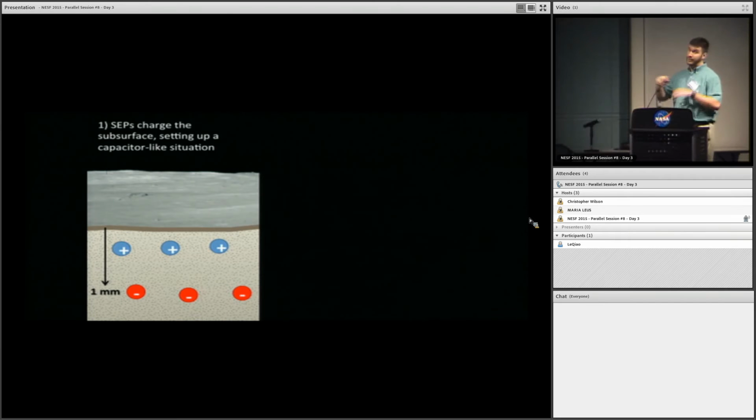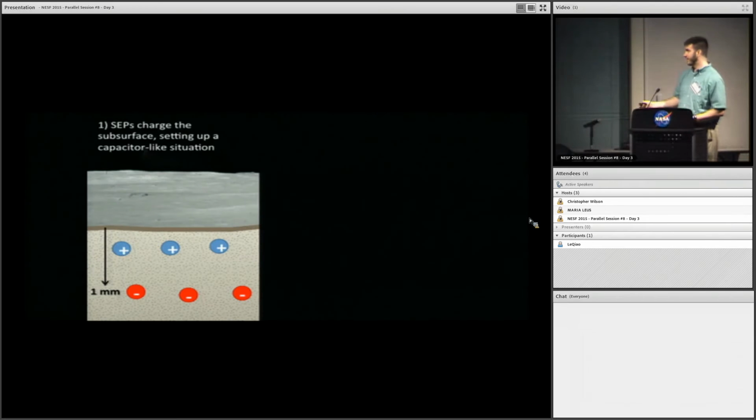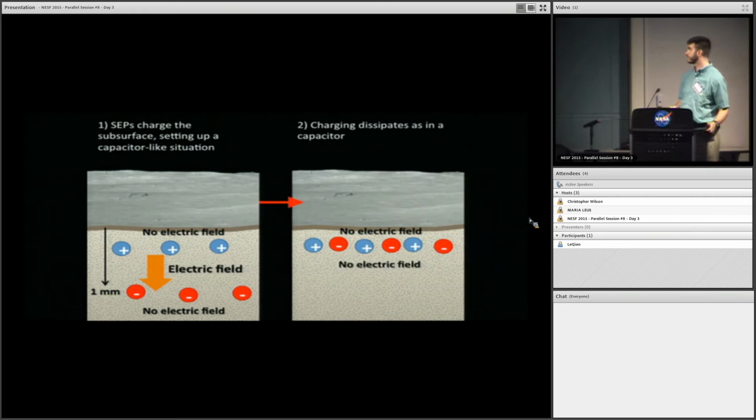So in permanently shadowed regions, actually anywhere on the moon, SEPs will penetrate down to about 1 millimeter or so into the subsurface. And we showed back in 2014 that electrons tend to penetrate just a little deeper than the protons do. So that gives you some charge separation. And in this cartoony picture with just three protons and three electrons, you get a bit of an electric field right in the middle there, and then no electric field above or below. And you can have any variation here, any kind of fluence of particles.